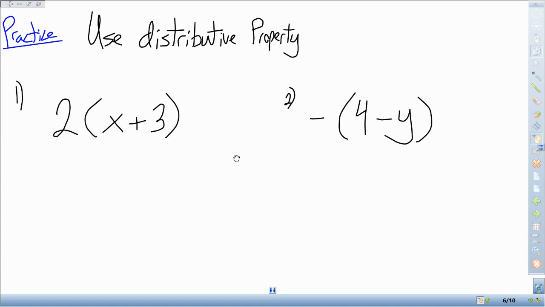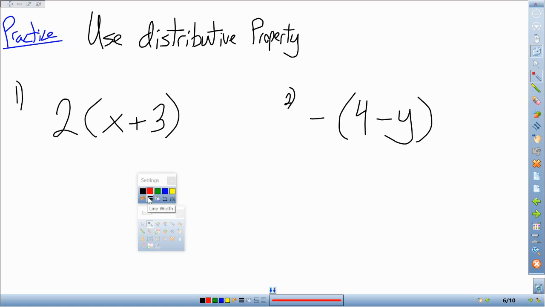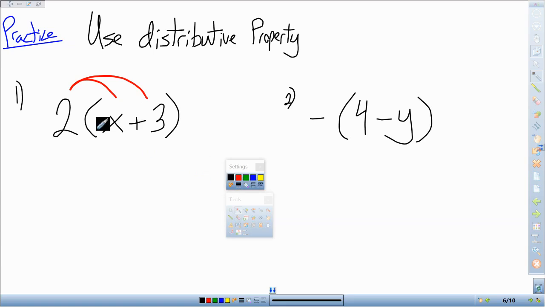Okay. So yeah, let's go through these real quick. I'm sure you're doing just fine on this, I'm hoping. So we got a 2 on the outside of the parentheses. We'll distribute it. 2 times x is 2x. 2 times 3 is positive 6. Not like terms, cannot combine these.